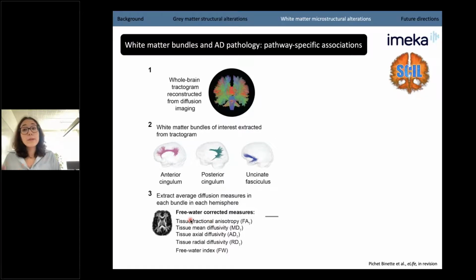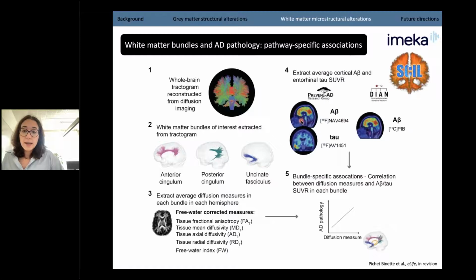And so by removing the contribution of free water, the idea is we might be getting a more precise estimate of the tissue fractional anisotropy, mean diffusivity, axial and radial diffusivity. So we had those measures in each of those bundles.